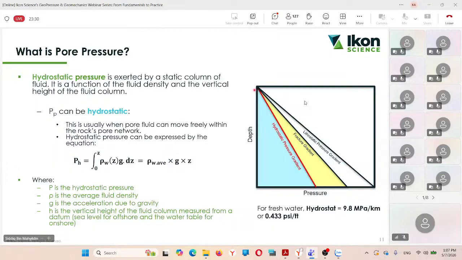We always visualize hydrostatic pore pressure in this form. We have depth versus pressure. This is our hydrostatic pore pressure increasing with depth. We also put the pressure gradient and lithostatic pressure gradient as well. But at the moment, just focus on this hydrostatic pressure gradient, because it's going to be a reference for how we understand our pressure data.